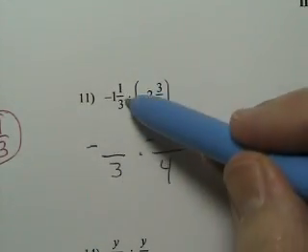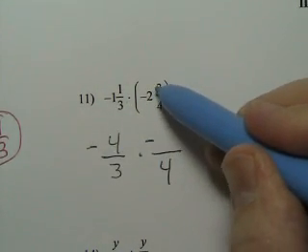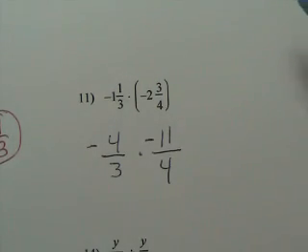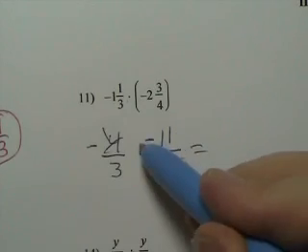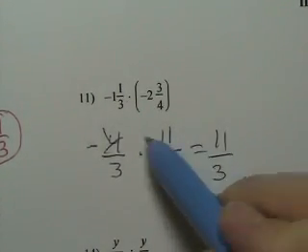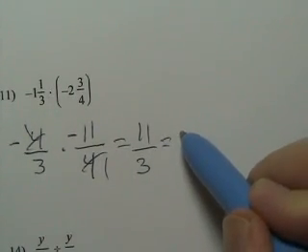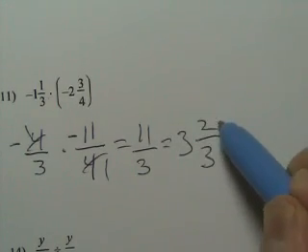Number 11, 3 times 1 plus 1 is 4. 4 times 2 is 8, and 3 makes 11. 4 goes into 4. So we have 11, and 3 times 1 is 3. The negatives cancel. 3 goes into 11 3 times, that's 9. 2 left over.